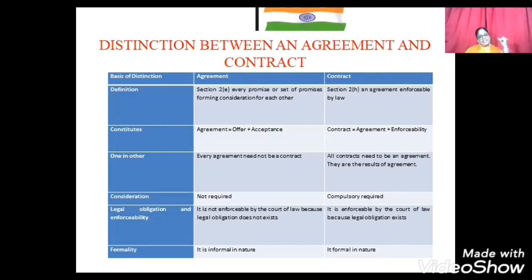Then comes formality. Agreements are informal in nature. I simply made a proposal to Mr. Ram. Hello, Mr. Ram, are you going to come with me for a cup of coffee? I'm informally inviting him because he is my friend. I have that much liberty on him. Then in case of contract, it is formal in nature. If I'm making some proposal to somebody, hello, Mr. X, are you interested in buying my car? If Mr. B is interested, he will give his proposal. Both of us will write some terms and conditions. He will sign, I will sign. So like this, the contract will come into existence.